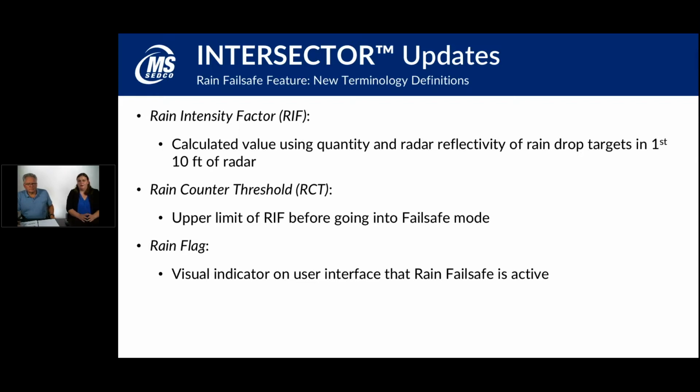The rain intensity factor is a calculated value that us in the engineering department came up with. It looks at the first 10 feet in front of the radar and does calculations to determine the intensity of the rain it's seeing in front of it. The rain counter threshold is an upper limit of the rain intensity factor before it goes into that failsafe. It's user configurable. And then we have the rain flag, which is a visual indicator to the user on the user interface to let them know that it's in recall or in the failsafe mode.